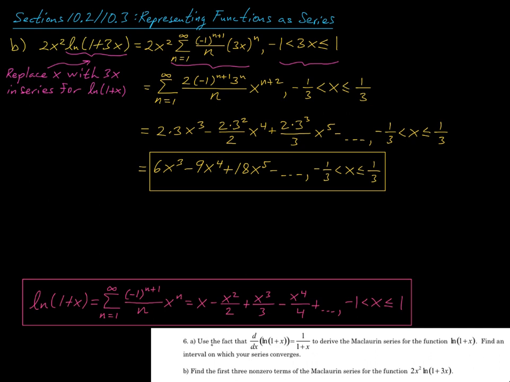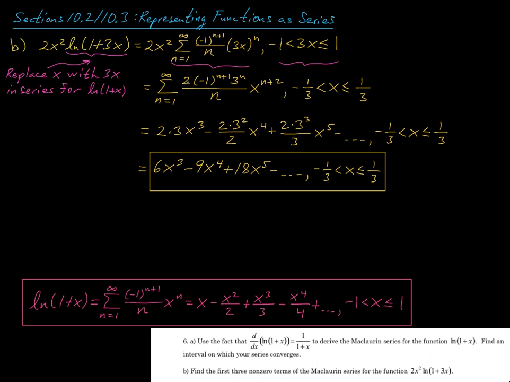All right, now the question asks for the first three non-zero terms of the Maclaurin series for this function. So what I'm going to do now is expand this out, and I'm going to get the first three non-zero terms. So when n is 1, I'll get 2 times -1 squared, so that's +1, times 3 to the first over 1 times x cubed. Altogether, that's 2 times 3 times x cubed, or in other words, 6x cubed.